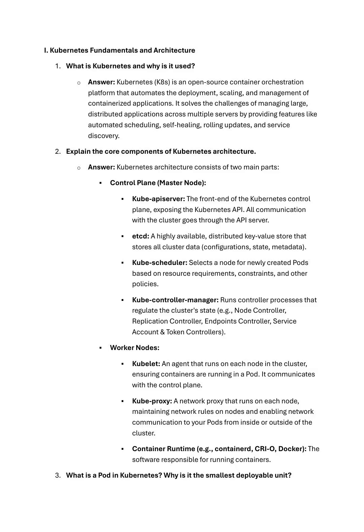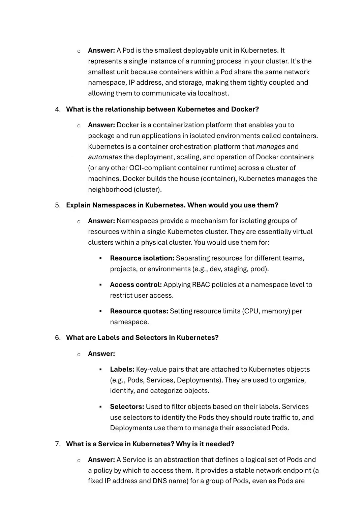3. Why is a pod the smallest deployable unit? Answer. A pod is the smallest deployable unit in Kubernetes. It represents a single instance of a running process in your cluster. It's the smallest unit because containers within a pod share the same network namespace, IP address, and storage, making them tightly coupled and allowing them to communicate via localhost.